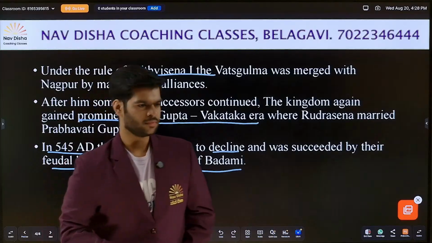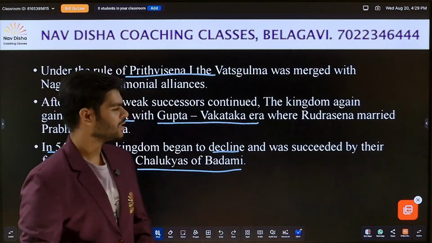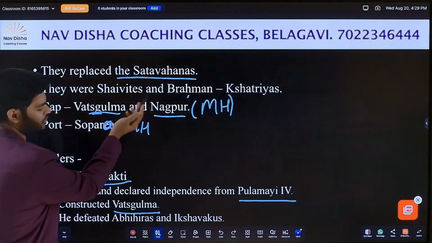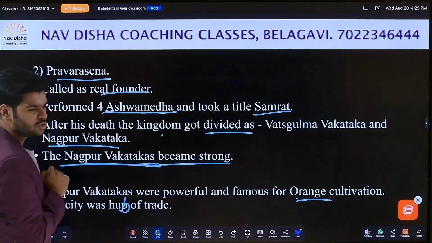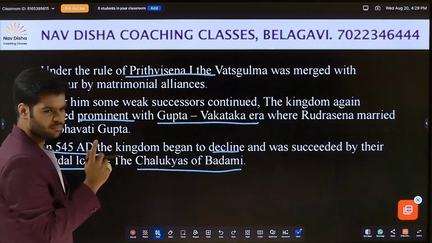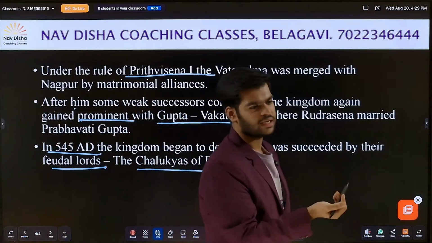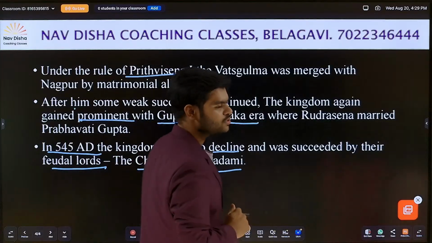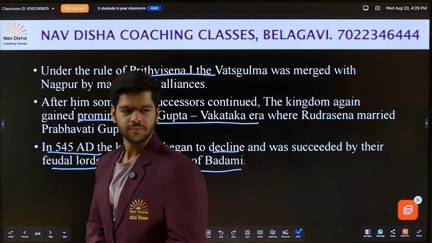Any doubts? Vakatakas is very small, they come only for 350 to 545 AD. They came after the Satavahanas. The capitals are Vatsgulma and Nagpur. Two important rulers we study: first Vindhya Shakti, then Pravarasena. The kingdom got divided, and when Prithvi Sena I was there, it was again merged with matrimonial alliances. After some weak successors, the kingdom became prominent again when the Gupta Vakataka era started, where Rudrasena married Prabhavati Gupta. In 545 AD the kingdom declined and was succeeded by their feudal lords, the Chalukyas of Badami. Any doubts? Clear? Okay.